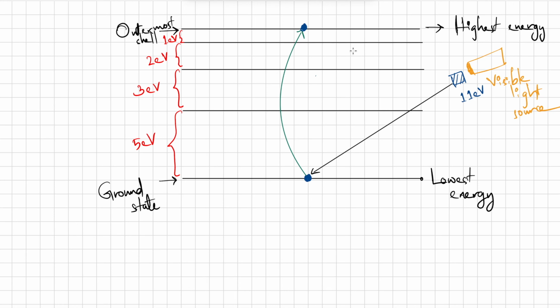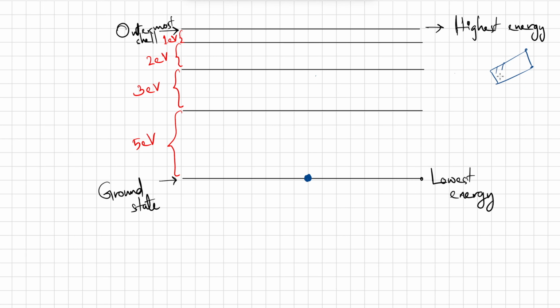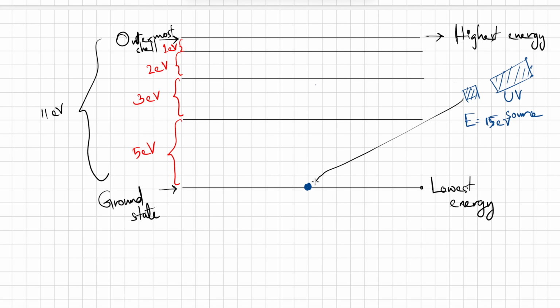Okay, the electron is at the outermost shell. What if you increase the energy of the incoming photon further? So now I'm replacing the visible light source with a UV source. Okay, let's go back. So we have an ultraviolet source. UV photons have energy higher than that of visible light. So let's say this UV photon has an energy of 15 electron volt. This photon would interact with the electron, and the electron would absorb the photon.